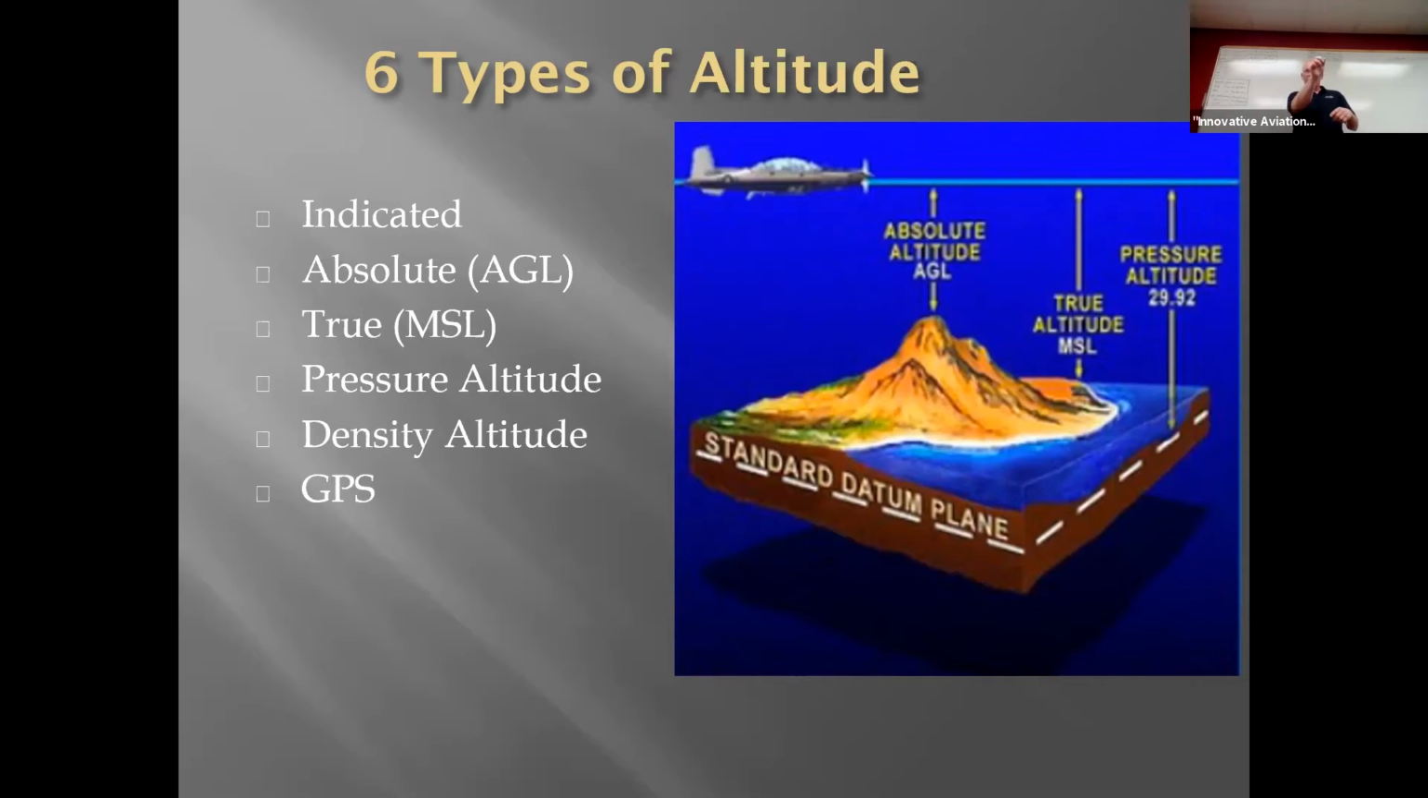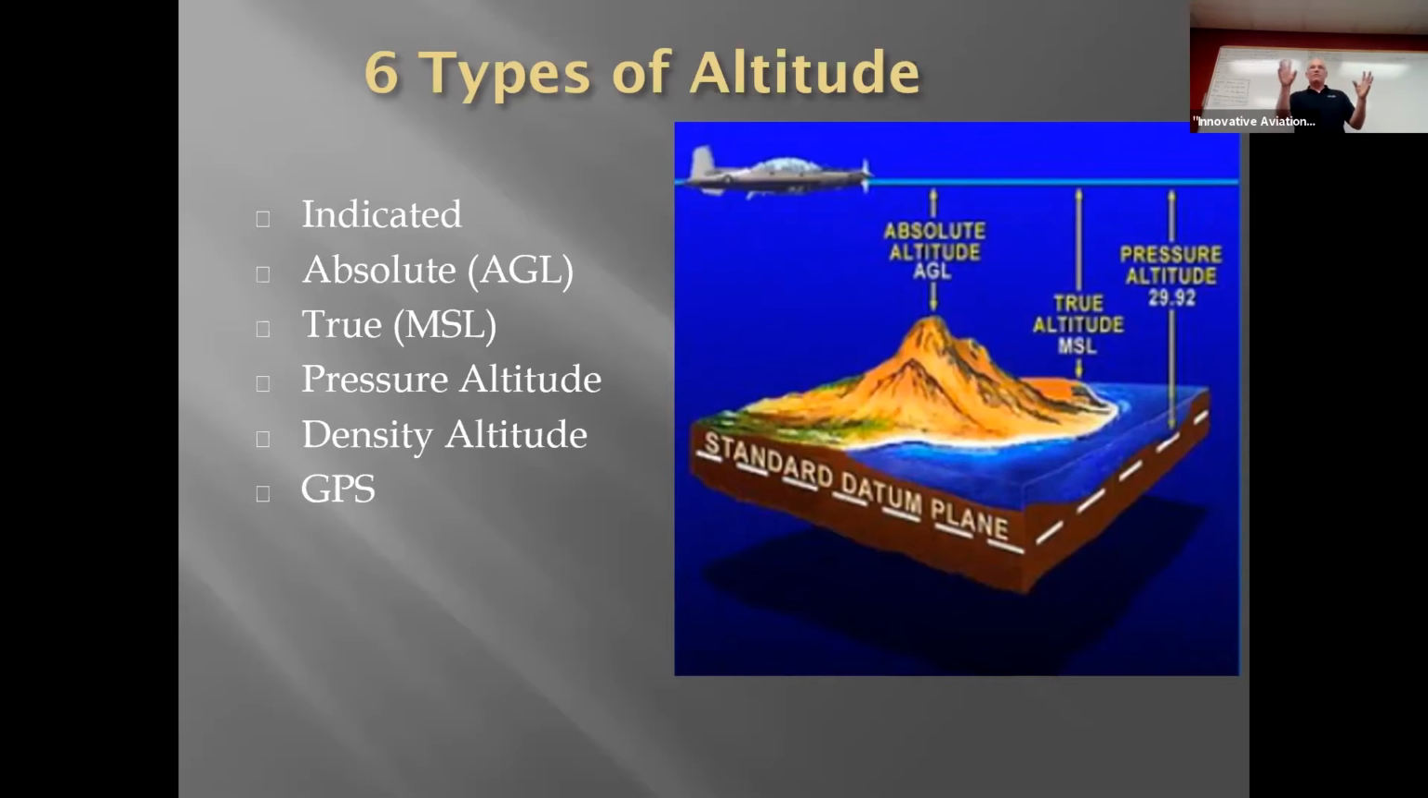So if you set it at 29.92 and you're under a low pressure, your altimeter thinks you're at a higher altitude. It's lower pressure, so it's going to read, say, 1,800 feet, even though you're on the ground. If you're under high pressure and you set 29.92, it thinks you're lower, and so it's going to read, say, 1,000 feet. So that's pressure altitude.